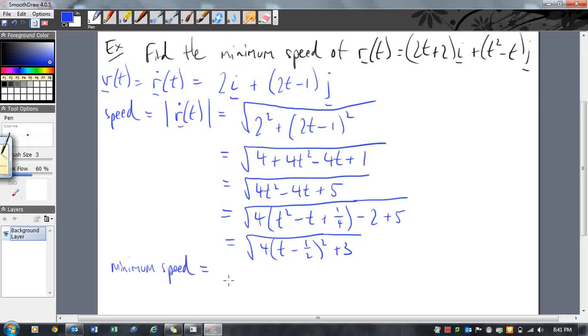is going to be equal to square root. So when this is equal to 0, so it'll be 0 squared, so 4 times 0 squared, that's just all 0 plus 3. And that's equal to root 3. And let's just say it's meters per second, because I didn't say anything about it in the question. So minimum speed is root 3. When does that happen? Just for completeness sake, that happens when this is equal to 0, so when t is equal to half. So I'll just write that, when t is equal to a half seconds.